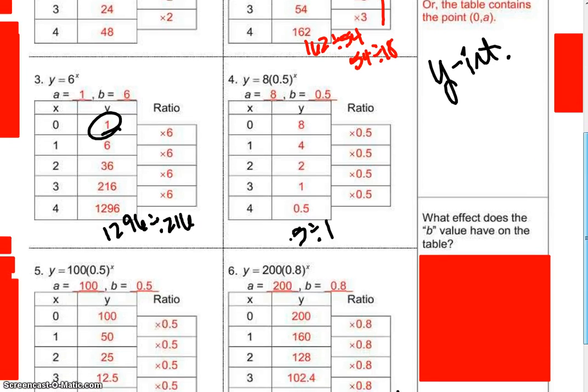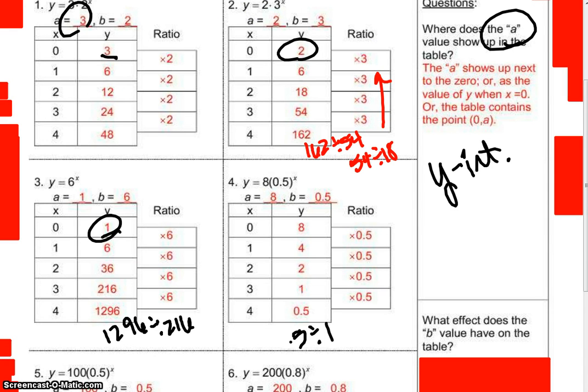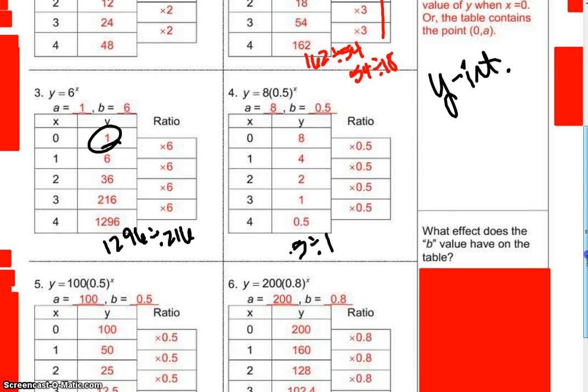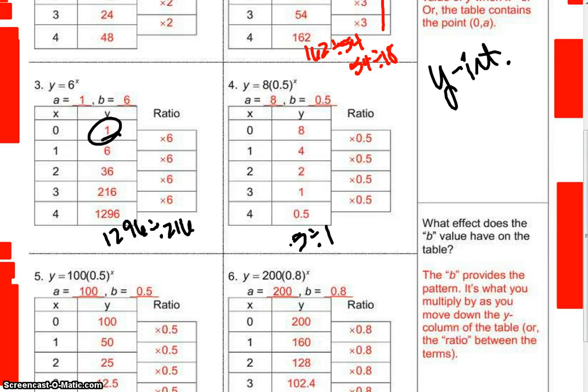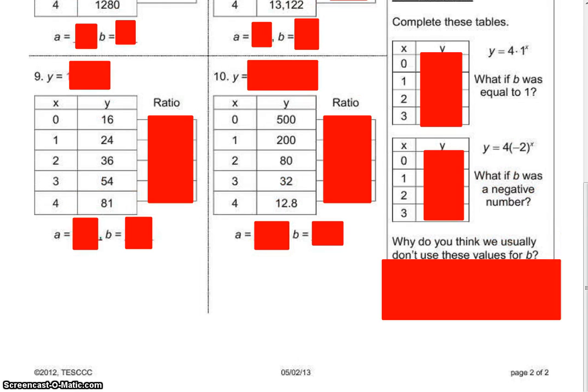So then what effect does the b value have? So look at what your b is. On this one it's 2. Where do you see 2 show up? This one is 3. Where do you see 3 show up? 6, where does that show up? 0.5, where does that show up? Your b value is what provides the pattern. It's what you multiply each time to make it go up or down to the next number. So it is what your ratio is. Moving to the next page.